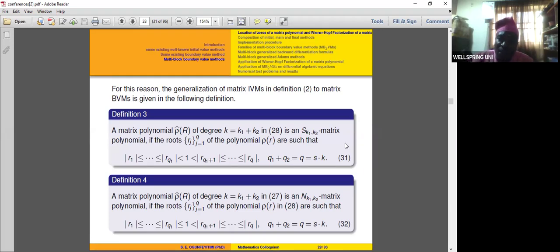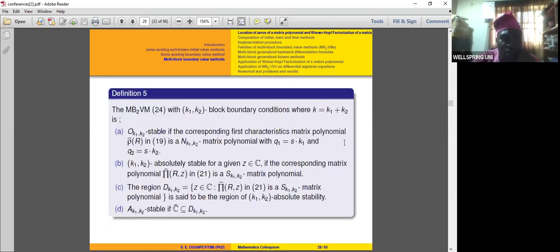But for the case of boundary value method, all the roots will be shared into 2. Some root will be inside, some root will be outside. No root must be on the boundary for it to be what? S(k1, k2). Then for N(k1, k2), we have some roots inside the unit circle, some outside the unit circle, and we have 1 on top of the boundary, which is given in equation 32 as well.